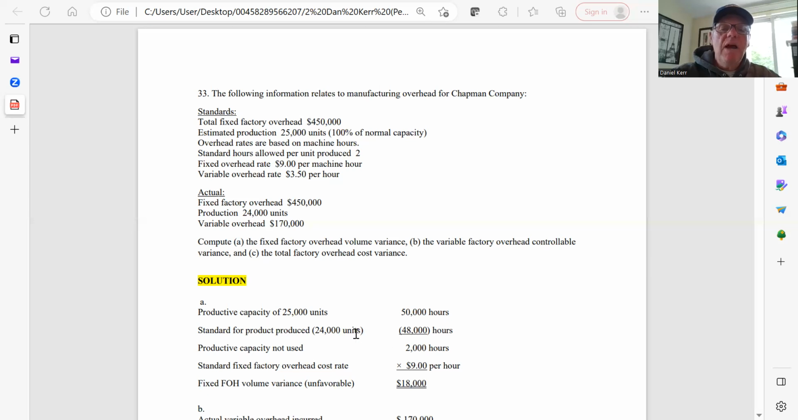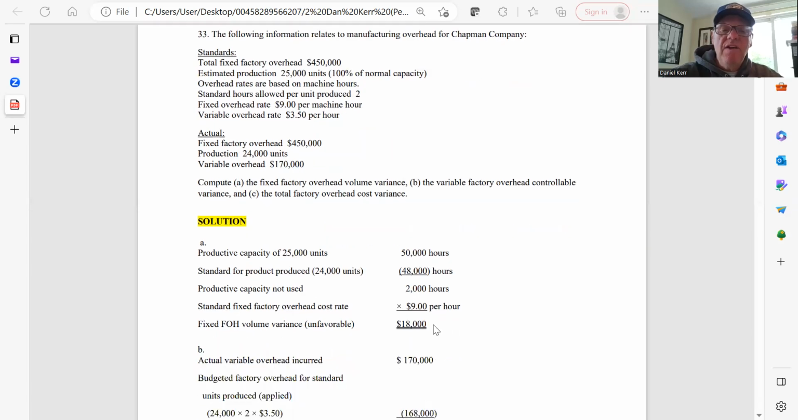If you take the actual number of hours worked, we produced 24,000 units, and each unit required 2 hours. So that gives us 48,000 hours. So we were under capacity by 2,000 hours, which is going to give us an unfavorable volume variance. Anytime you produce less than capacity, you've got an unfavorable variance. The standard fixed factory overhead rate is $9 per hour. So the fixed factory overhead volume variance, which is unfavorable, is 18,000. Some of you get confused between whether it's favorable or unfavorable. If you had it going in the wrong direction, I only took off a point.